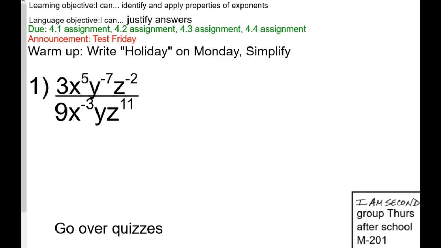So on Monday you wrote down holiday, and today we're doing on Tuesday this warm-up, right? You done? Thank you. So, on number 1, the only one on the warm-up, right? All right? 3 over 9 reduces to what? Okay, so 3 over 9 reduces to 1/3.